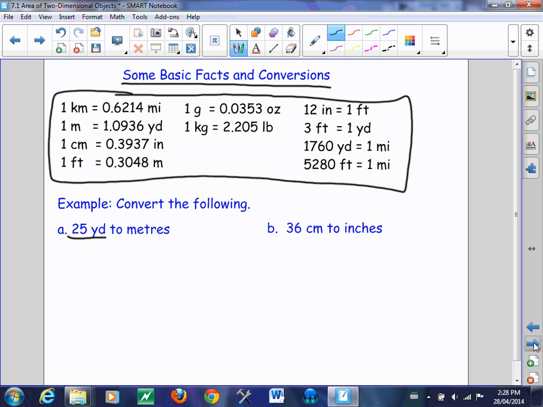This is especially true when you're doing gardening. I love to garden, and sometimes I calculate my square footage or whatever, but things are sold in yards or meters or whatever. So conversions are something you're going to need to know how to do.